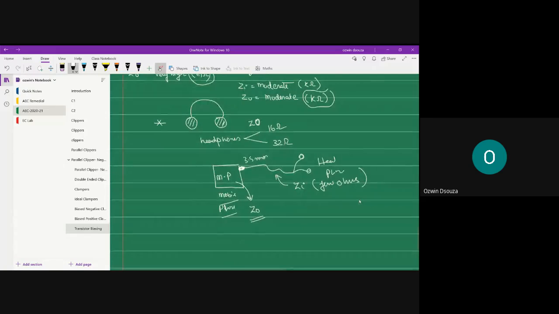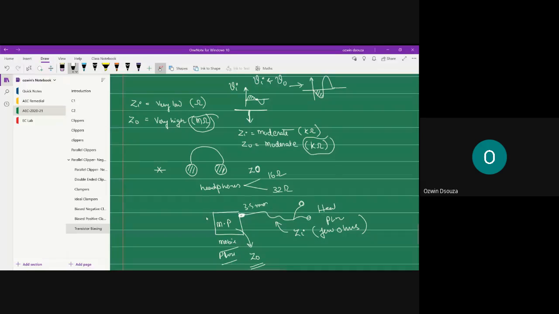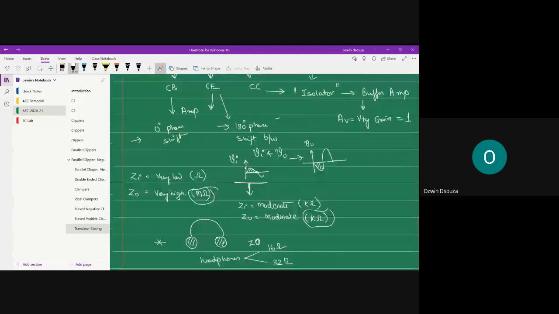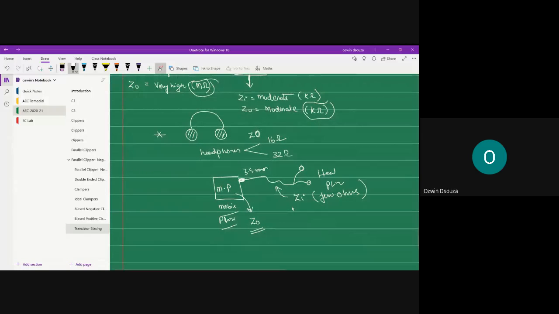So you tell me what happens if you connect a headphone with a few ohms of impedance to an amplifier with mega ohms of impedance. In which case there will be a signal loss. Will there be more signal loss in case of common base or common emitter? If you connect the headphone to common base and common emitter, in which configuration are you going to expect larger signal loss? So that is the question.